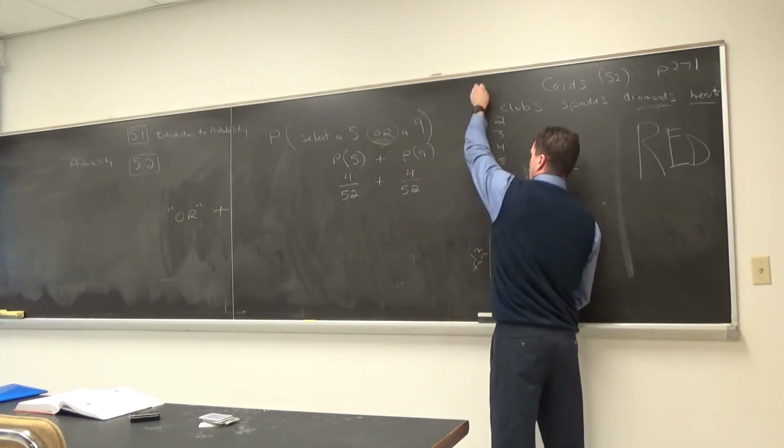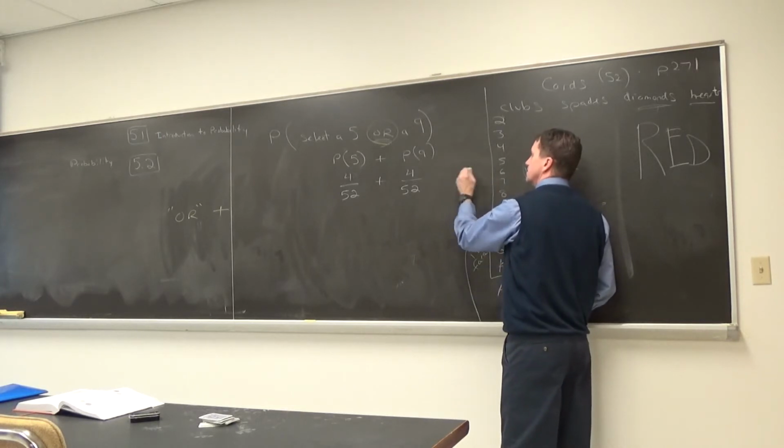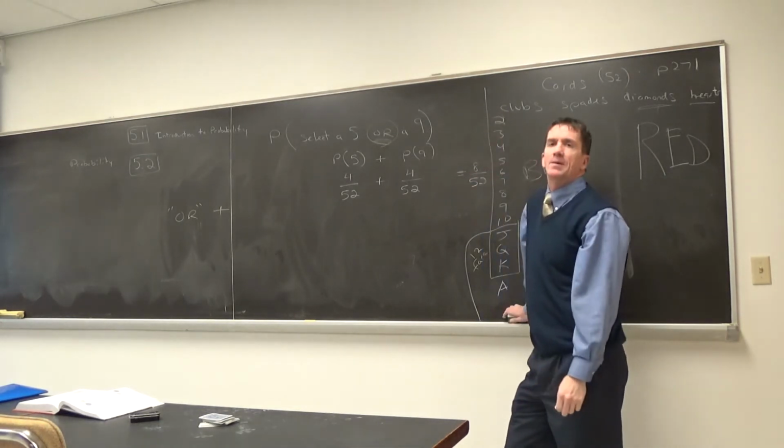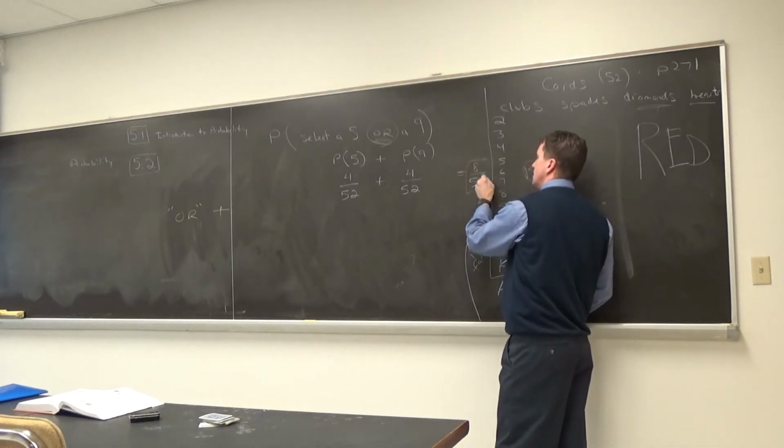So my final answer, I'll just put a wall here so it doesn't interfere with this. I'll just put my final answer, 8 over 52. I have an 8 in 52 chance. My probability is 8 out of 52. Reduced a fraction, what would that be?